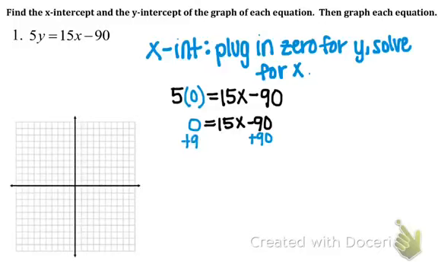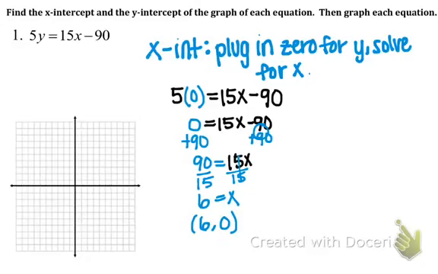I need to now isolate the x, so I'm going to add 90 to both sides. So I have 90 is equal to 15x. Divide by 15, and x is equal to positive 6. Next, I'm going to write this as a point because my x-intercept is a point on the graph. So since I solved for x, 6 goes in the x-coordinate position, and then since I originally plugged in 0 for y, that is my y-coordinate.